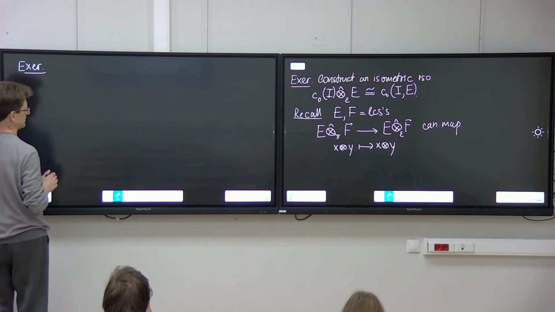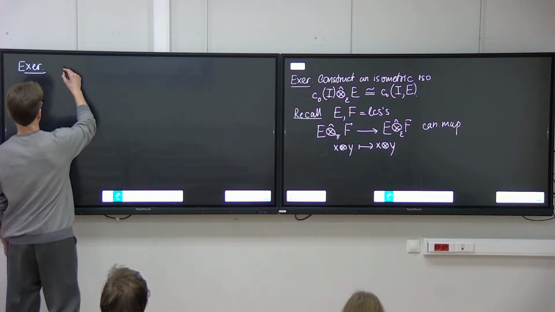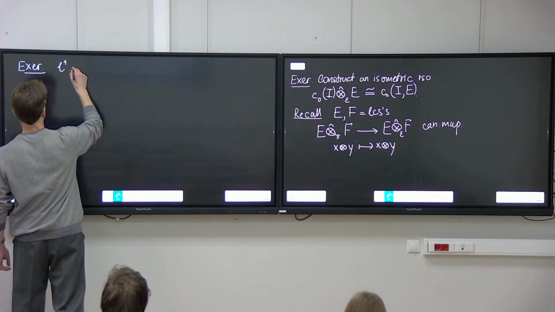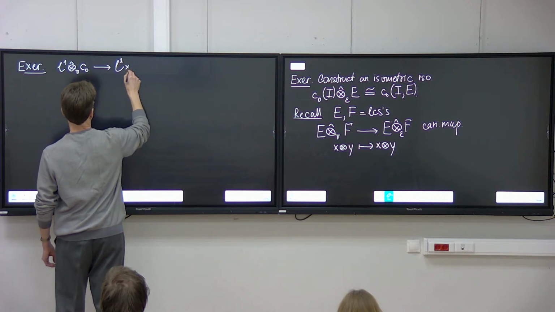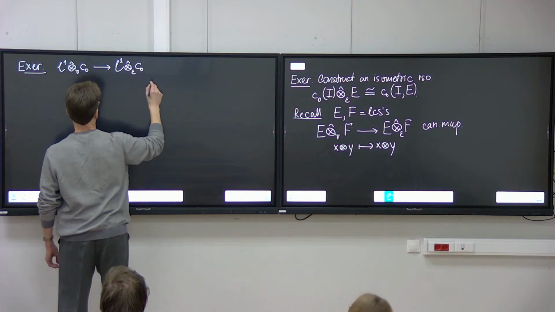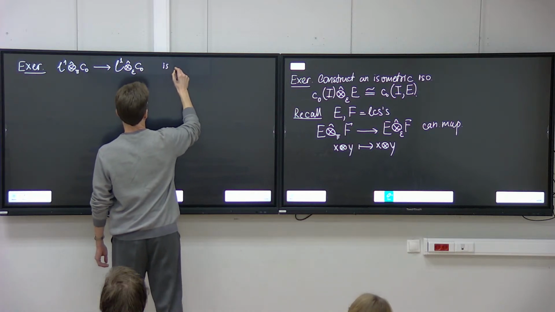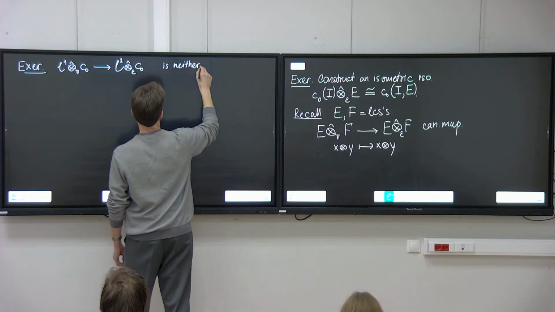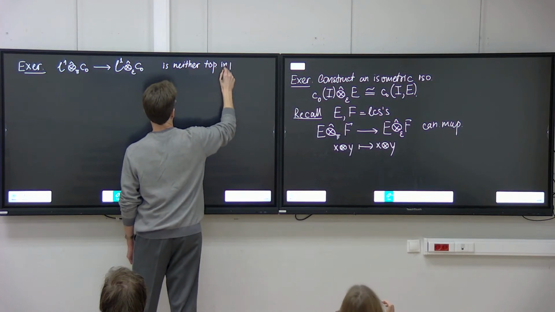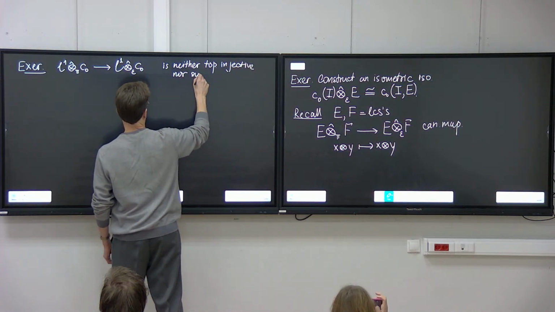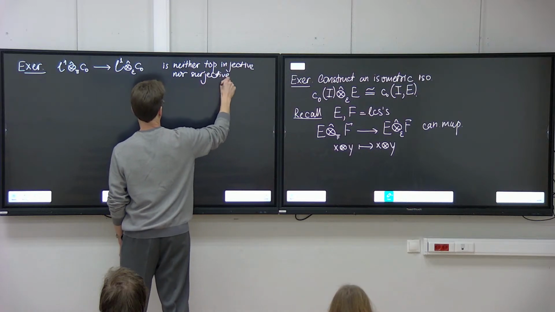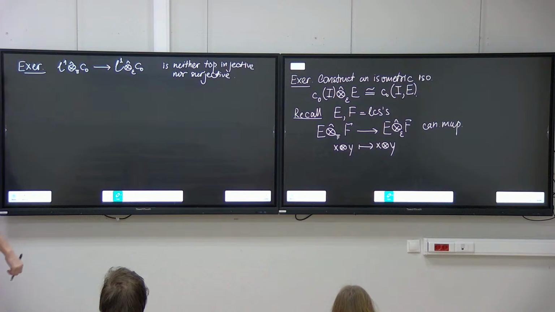An exercise which actually easily follows from the previous exercise. Let's take the tensor product of L1 and C0. So what can we say about this map? I find that it is neither topologically injective nor surjective. By the way, it is injective, but it is not topologically injective. And the hint, why is it so?